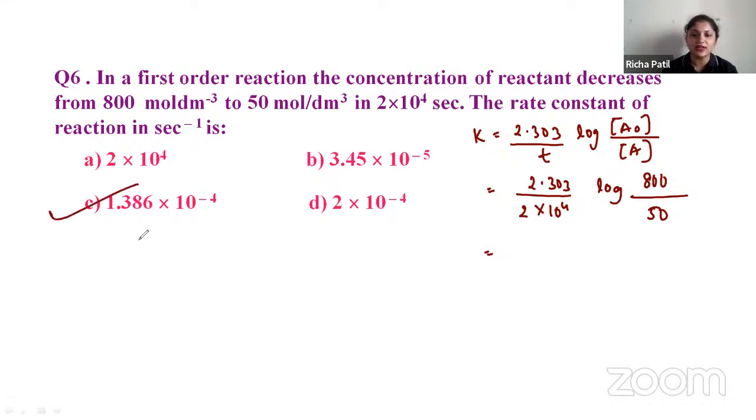Yes, Rakshita, the answer you get is C. It is 1.386 into 10 raised to minus 4. Okay, solve it and you will get it. So first you divide this, then you get something. Take a log of this, and then whatever answer you get here, you multiply it with this. Then you get your final answer as this C. Okay, C is the answer.